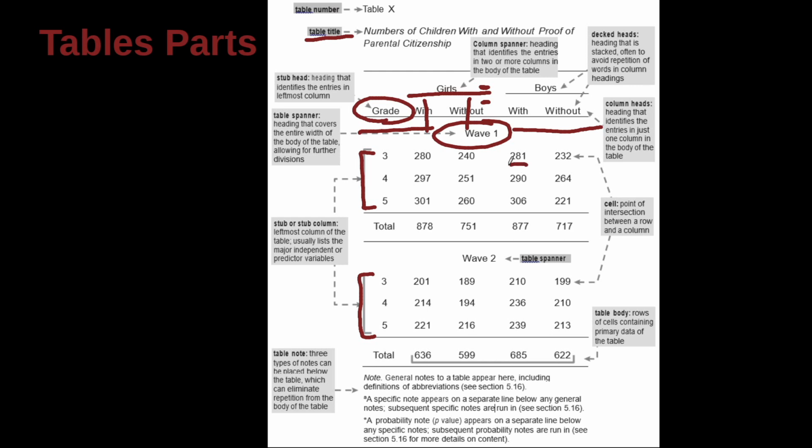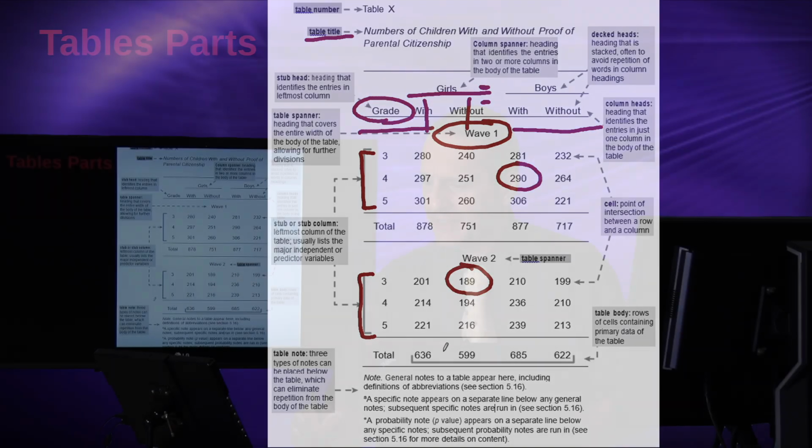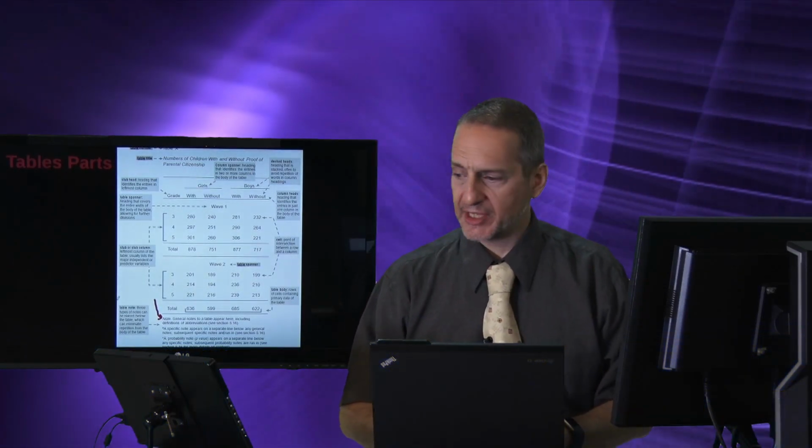Inside the table, any space inside the table is called a cell. So this is a cell. Down here, 189, that's another cell. Okay, and then we come down to the bottom, and here we're saying table body, which really is anything inside the table. These rows that are inside the table can be called the body. Down at the bottom of the table is the note area, so you can see the word note here. If you have any special notes, you put them down here at the bottom. We're going to cover that in a second.